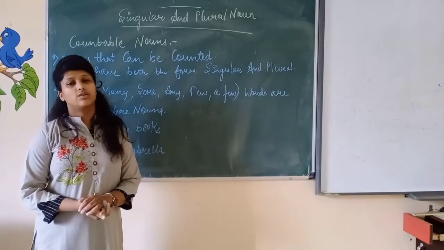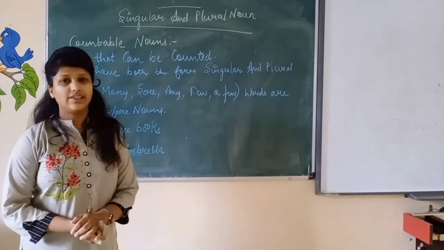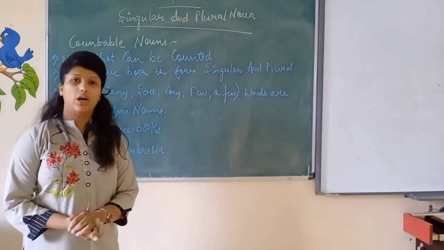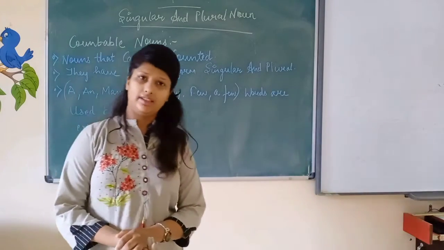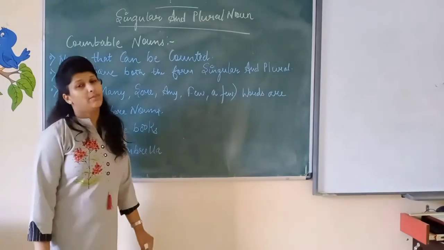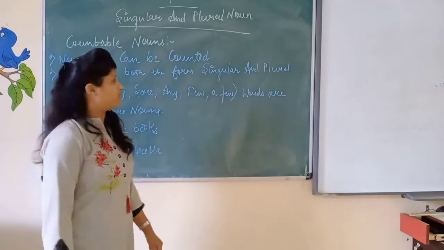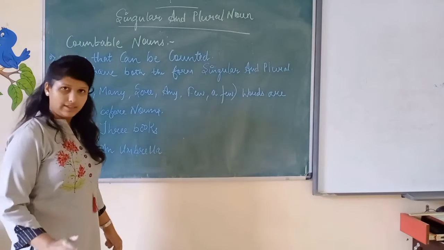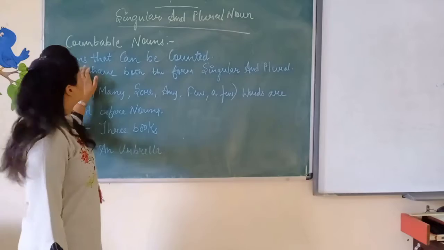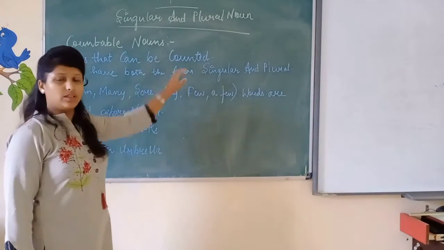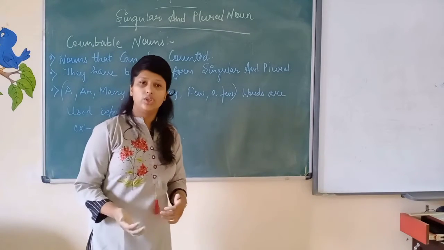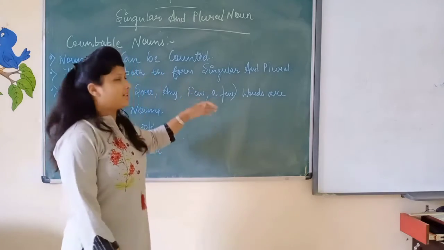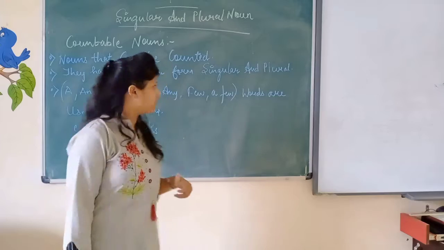Hello students, today we are going to begin with the next topic in singular and plural nouns, that is countable and uncountable nouns. So we are beginning with the countable nouns. As you all may know, countable nouns are the nouns that can be counted. That means we know the quantity and the number of the object. They are termed as countable nouns.